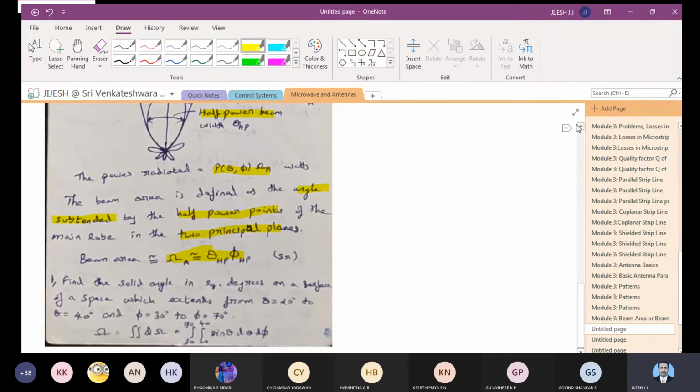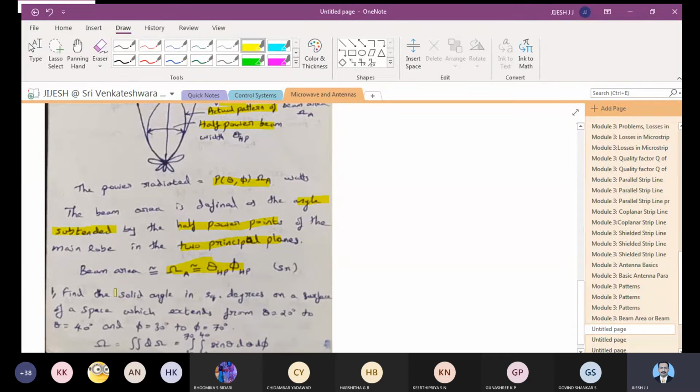They are asking you to find the solid angle in square degrees. So we have to find omega. Omega is the integral of dA, that is d omega, the integral of 0 to 2 pi, 0 to pi of Pn theta phi d omega. Here Pn theta phi is specified as 1, so it will be taken as 1. The limits are specified here.